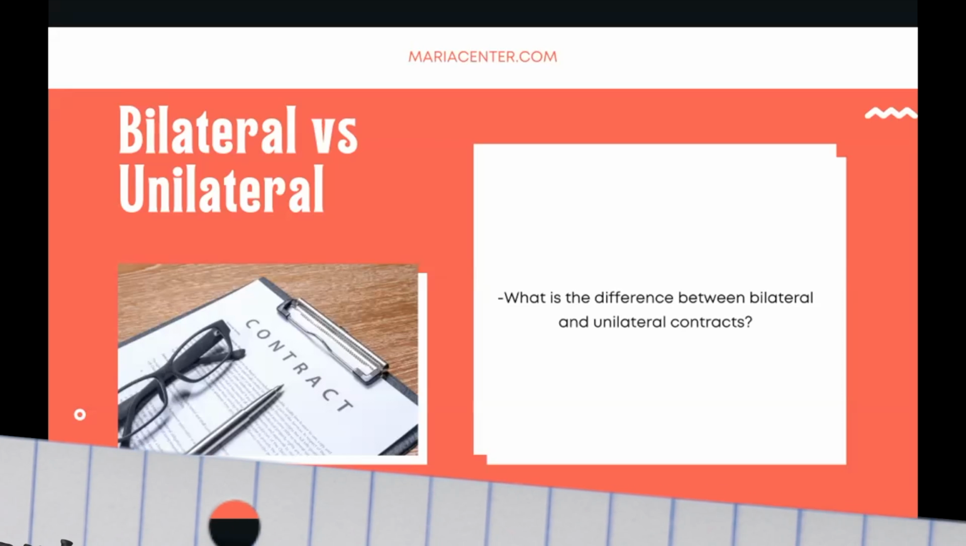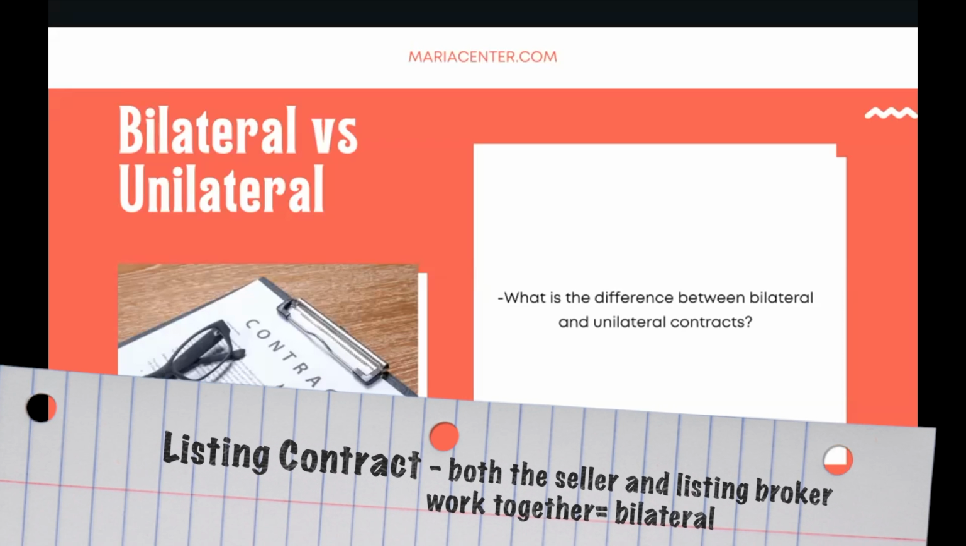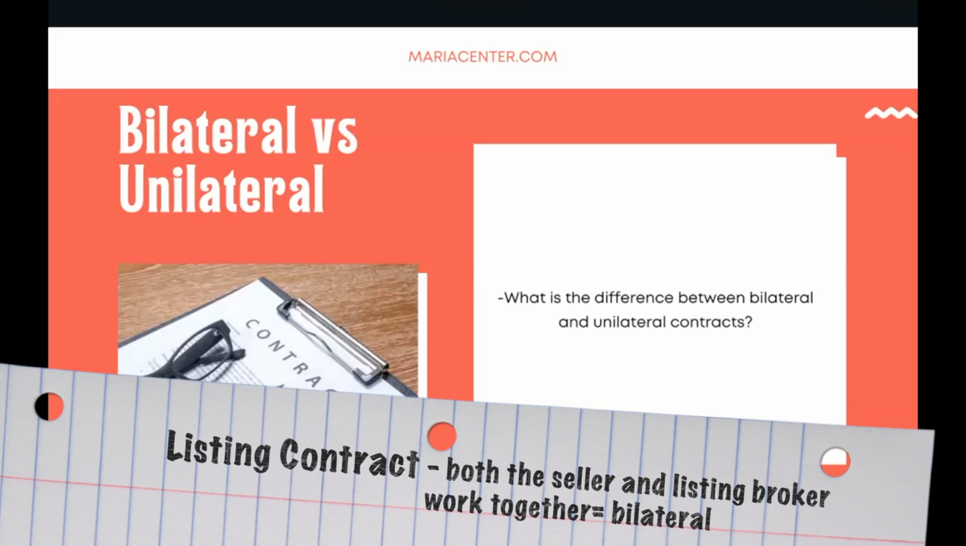That's a bilateral contract. We have on the one side, the seller who's going to make his house available for me to show it and hopefully sell it. And on the other side, we have the agent who's going to go out and try to find the perfect buyer for this home and get this deal closed. That's a bilateral contract. We're both performing together.